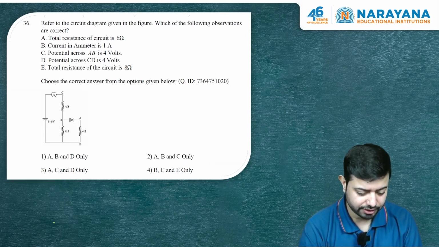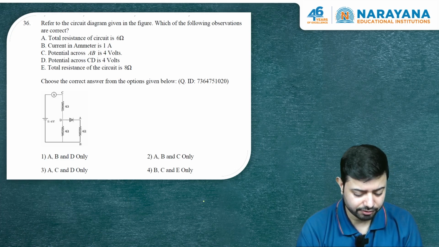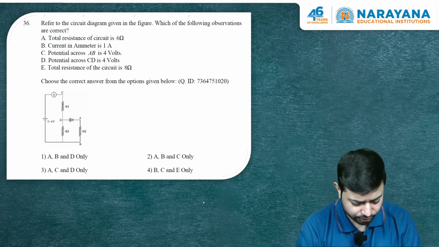Okay. So, have a look at it. Refer to the circuit diagram given in the figure. Which of the following observations are correct? Total resistance of circuit. Okay. We will do it one by one.